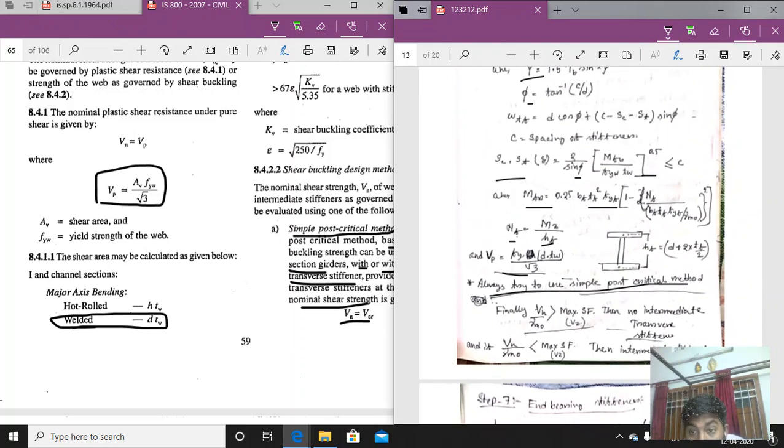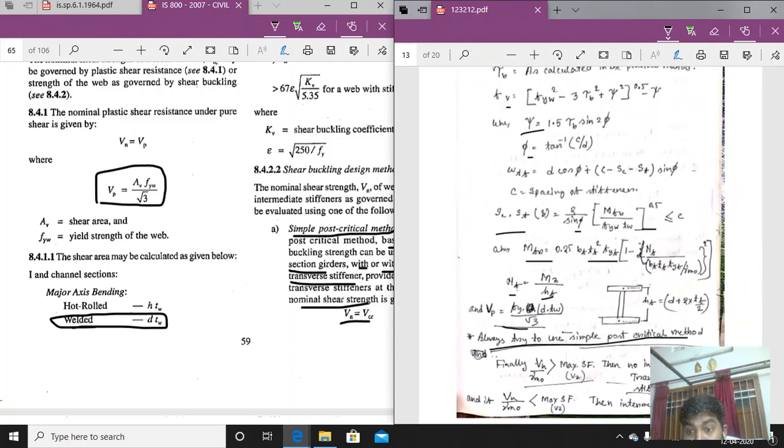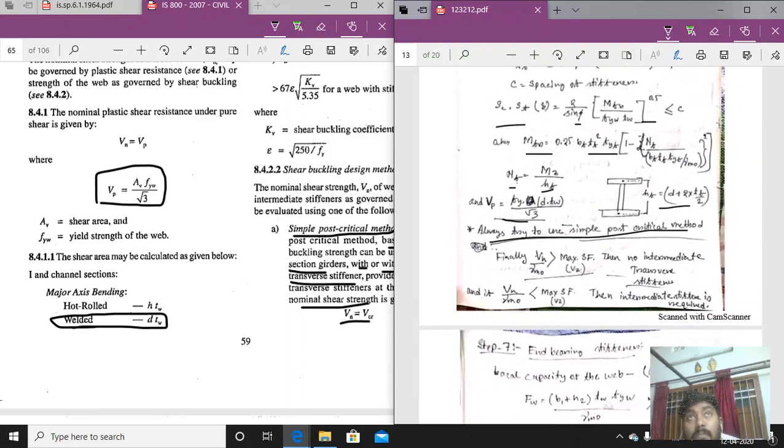Depending on all the formulas, now what is HF? The distance between the CG of the web and the CG of the flange. So if the CG of the flange value is known to us, then we can determine the HF value. Always try to use the simple post critical method.